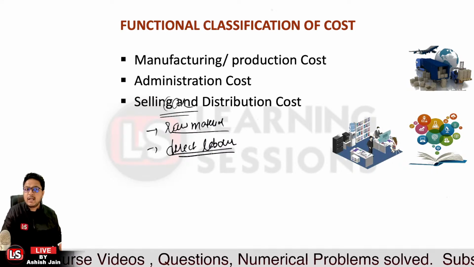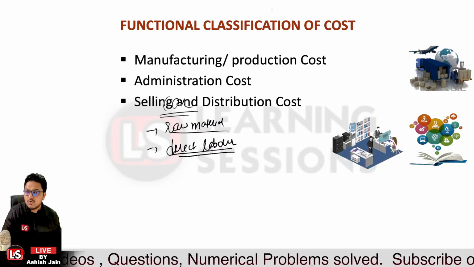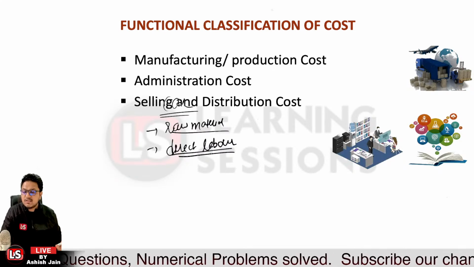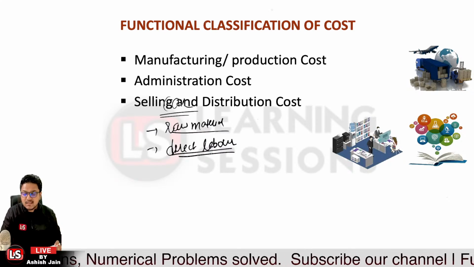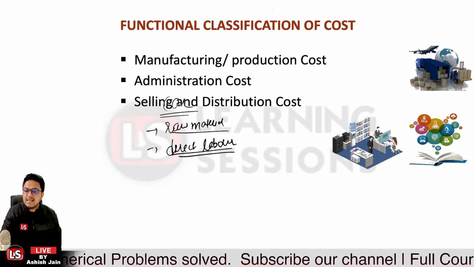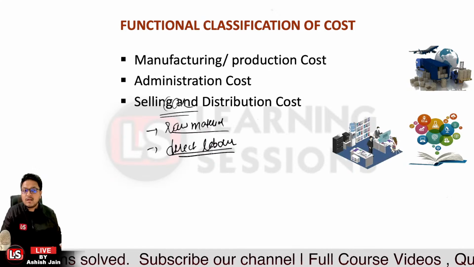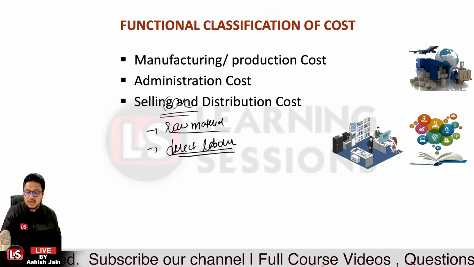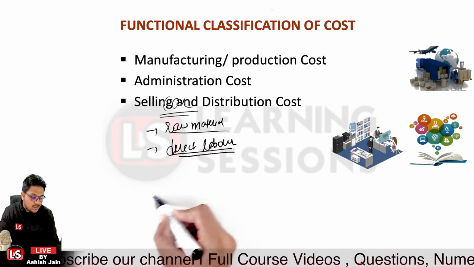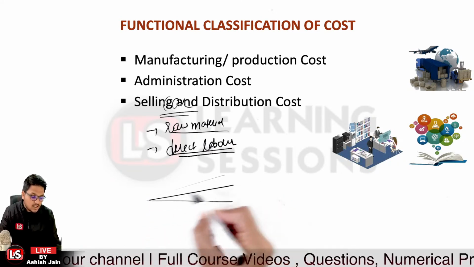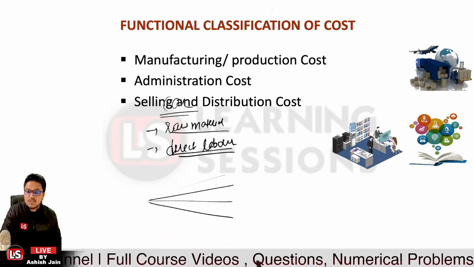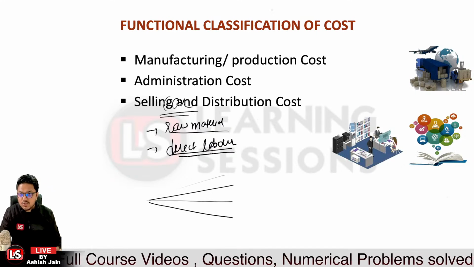The third one is related to the selling and distribution cost. Selling and distribution cost is related to whatever expenses are incurred in selling the product. Let's say that we are distributing the product to different retail houses or different wholesale houses. In that case, the transportation cost is there.